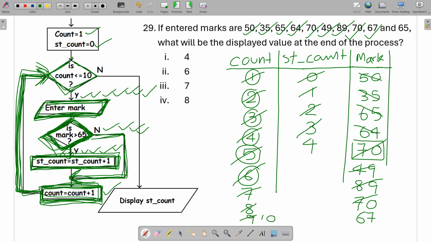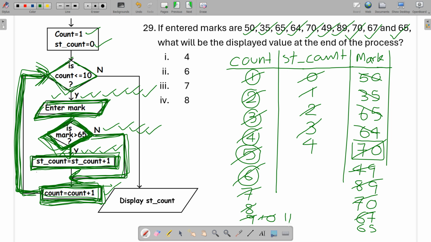Goes up and checks the condition. Is count less than or equal to 10? It is not less than, but still it is equal. So goes on the yes path again. Asks for a mark. So it will receive 65. So instead of 67, now it is 65. Then it checks if the mark is larger than 65. This time it's no. 65 is not larger than 65. So goes on the no path and increases the count by 1. So 10 will become 11.